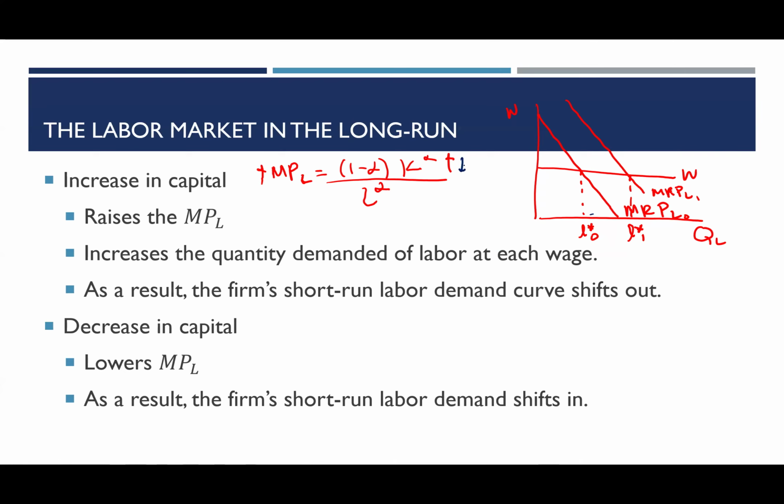If instead capital decreases, we're going to expect marginal product of labor to decrease. And so the marginal revenue product for that firm is also going to decrease, and so they're going to hire fewer workers at the going wage. Okay. So this is how changes in capital are going to affect our firm's demand for labor. It's through that marginal productivity variable. All right.